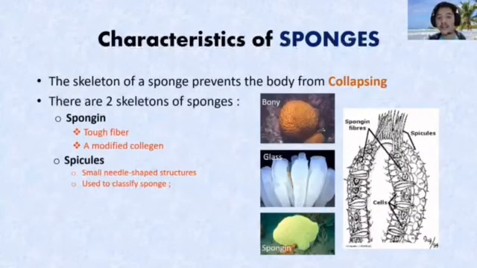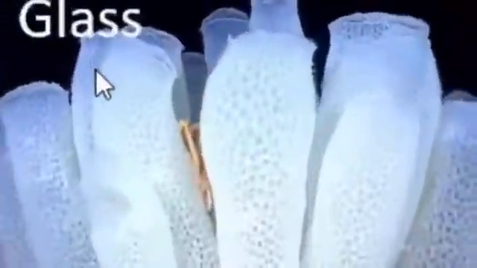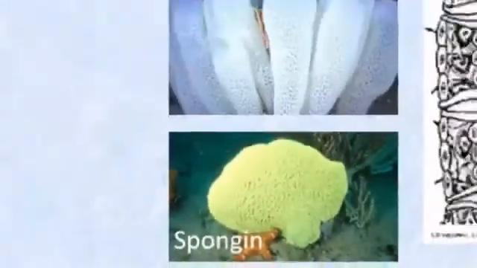The next characteristic of sponges is that the skeleton of a sponge prevents the body from collapsing. There are two skeletons of sponge. The first is spongin, which has tough fibers and is a modified collagen. The second skeleton is spicules. Spicules are small needle-shaped structures. Spicule type is used to classify sponges such as calcareous sponges, glass sponges, and spongin sponges.